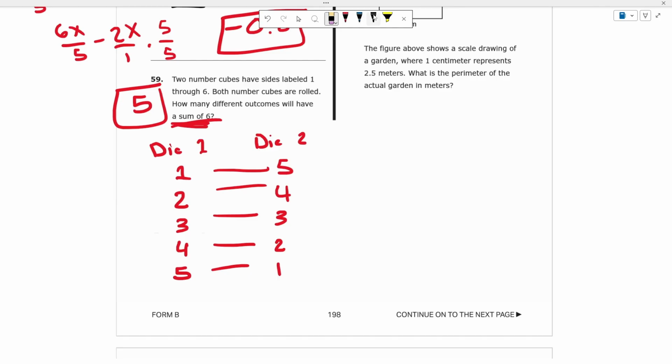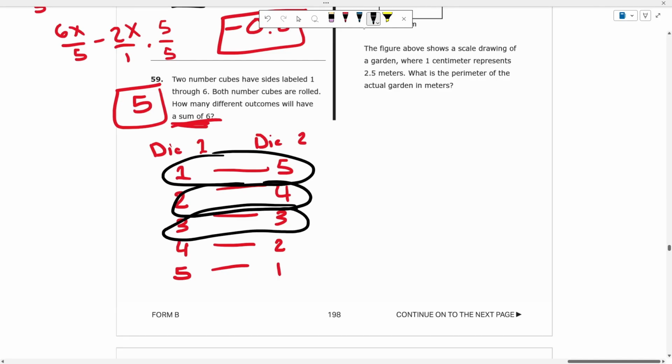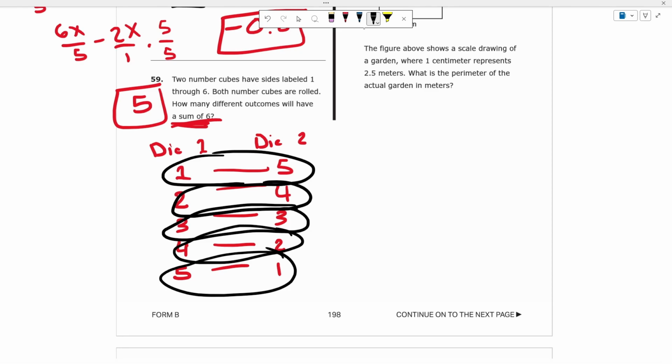So in other words, again, we have 1, 2, 3, 4, and 5 different outcomes. Okay? It's not going to be 10. Why? Because we roll and release the die at the same time. So this is all one action. You're not rolling 1 on die 1 and then 5 on die 2. You're rolling them at the same time, and you're getting 1 and 5, 2 and 4, 3 and 3, 4 and 2, and 5 and 1.